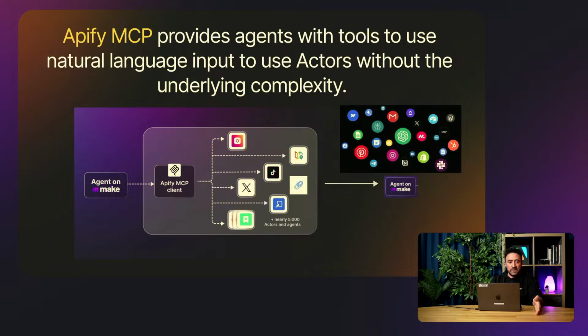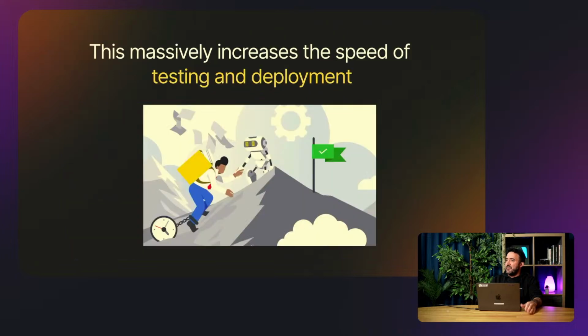In terms of some actors, obviously there's a steep learning curve, but with MCP, you can use, for example, Claude, to use natural language to start these actors, to resolve perhaps all the complexities of these actors, and eventually to choose actors which you can, again, use on agents on Make, or you can chain to the thousands of, for example, Make apps and agents, things as diverse as HubSpot or Google Sheets, etc. All right. This will massively increase the speed of testing and deployment of your AI agents.